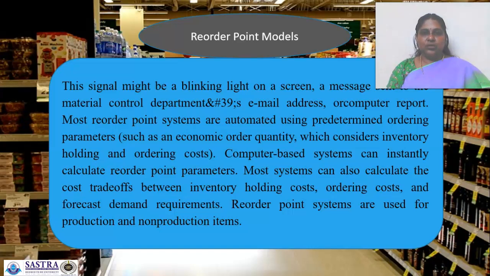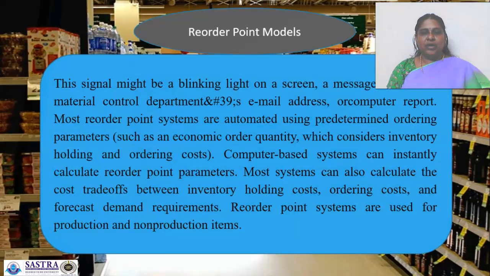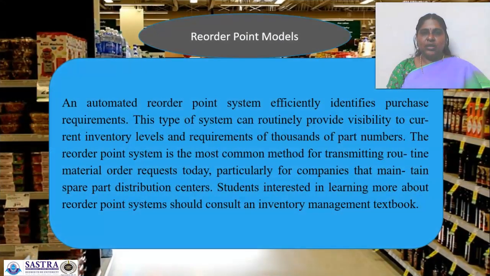Reorder points are used for production and non-production items also. An automated reorder point system efficiently identifies purchase requirements. This type of system can routinely provide visibility to current inventory levels and requirements of thousands of part numbers. The reorder point system is the most common method for transmitting the routine material order request today, particularly for companies that maintain spare parts distribution centers.